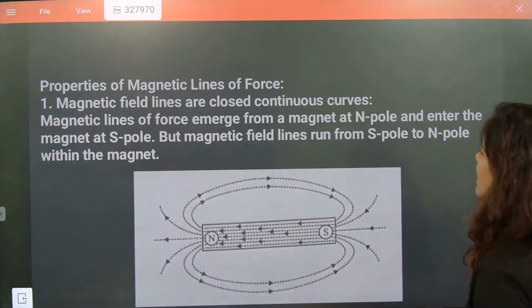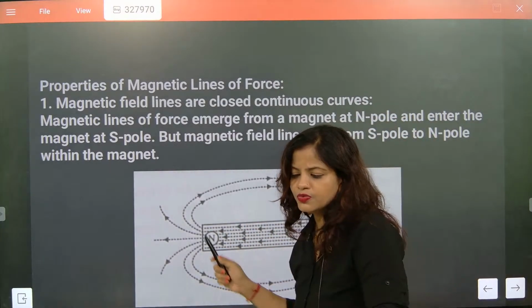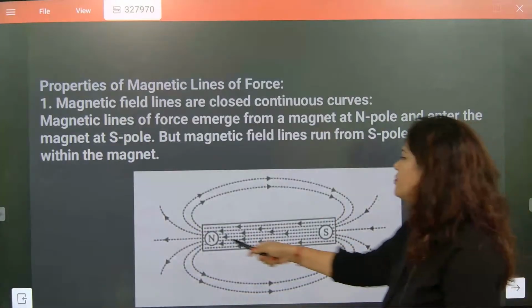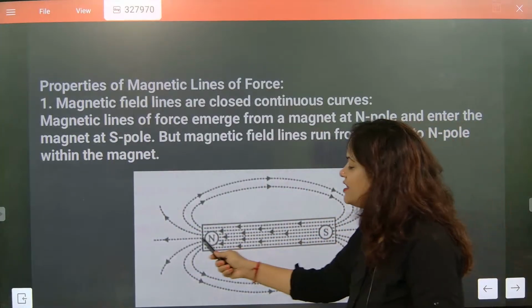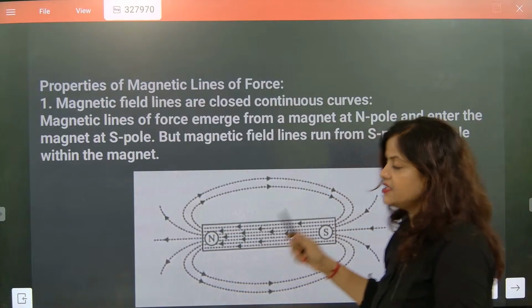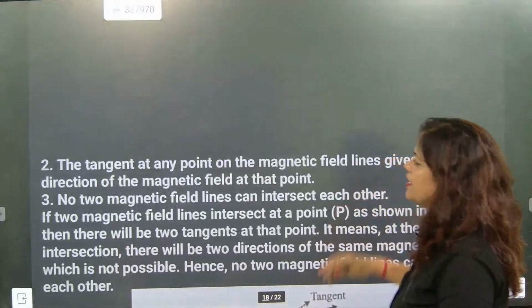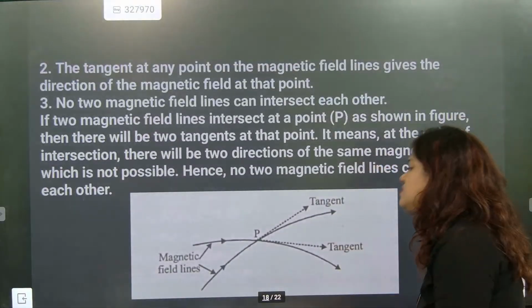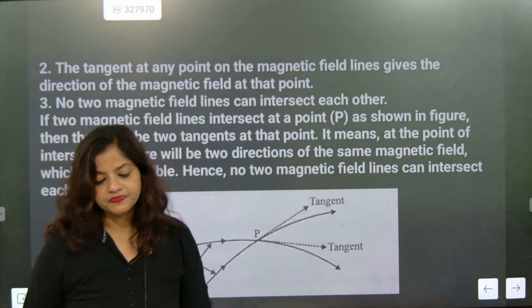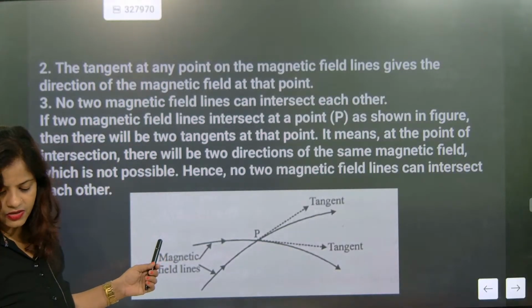Definitely we know that magnetic field lines are closed continuous curves. What did you call it, closed loop? So these are exactly closed curves, coming out from the north and going into the south. Inside they are parallel lines. Outside they are making curves, but inside they are parallel lines. The next point is the tangent to any point. Now this is the thing I want everybody to remember. Come on, Yashvit and everyone, this is the point I was about to discuss.